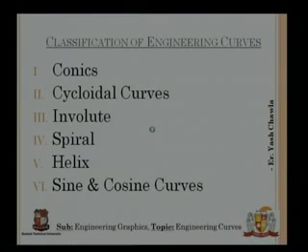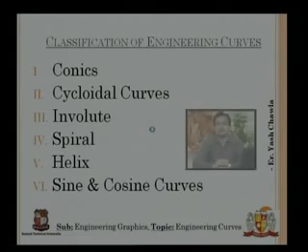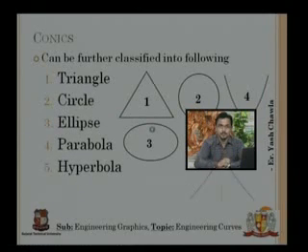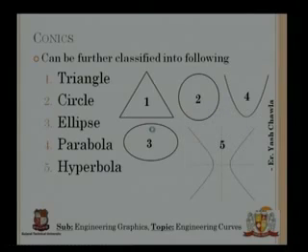There are basically 6 types of engineering curves available for us: conics, cycloidal curves, involute, spirals, helix, sine and cosine curves. Each is different from the others and has very different applications and different ways of construction. Some methods of construction are similar but have different parameters, so the end result is different curves. Let's move on. The first is conics.